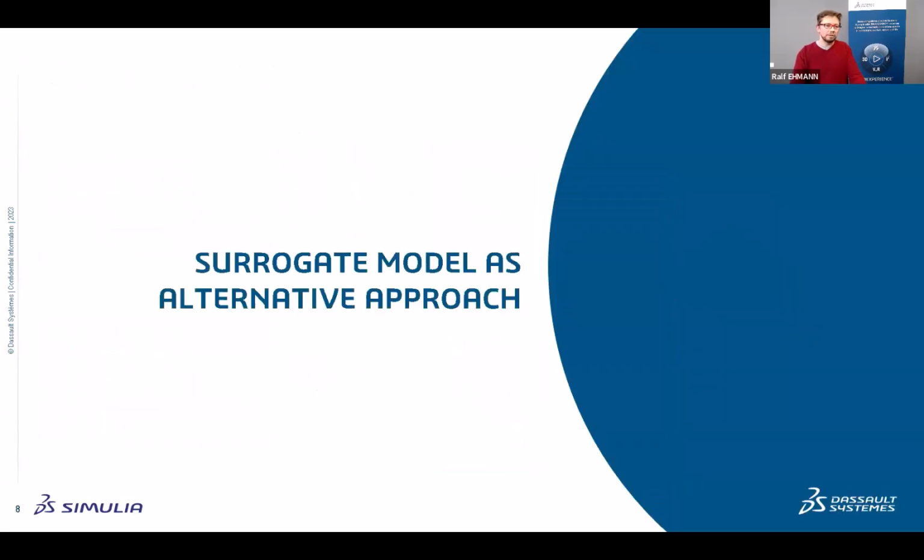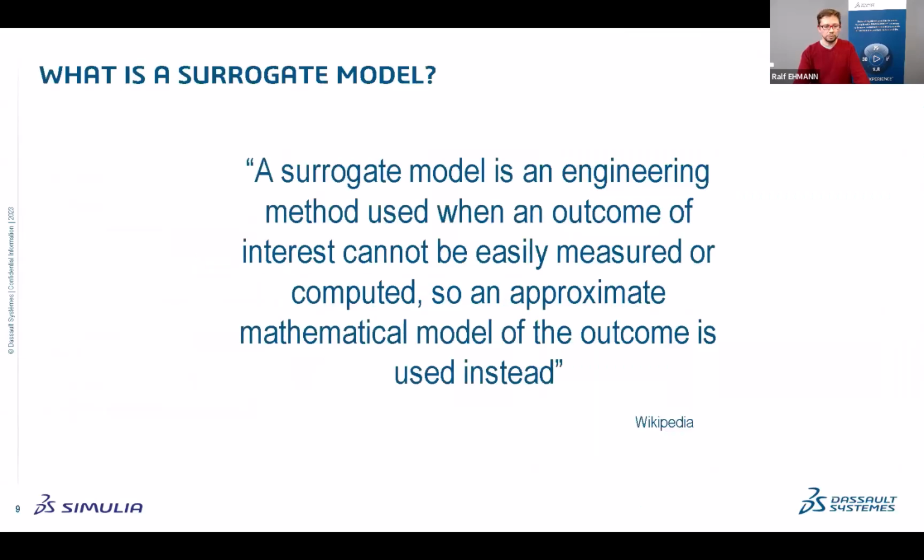So the alternative approach is to maybe use a surrogate model. So what is a surrogate model? The Wikipedia definition says a surrogate model is an engineering method used when an outcome of interest cannot be easily measured or computed, so an approximate mathematical model of the outcome is used instead. In other words, we would like to create a mathematical approximation of the horn that can be used to predict its performance.